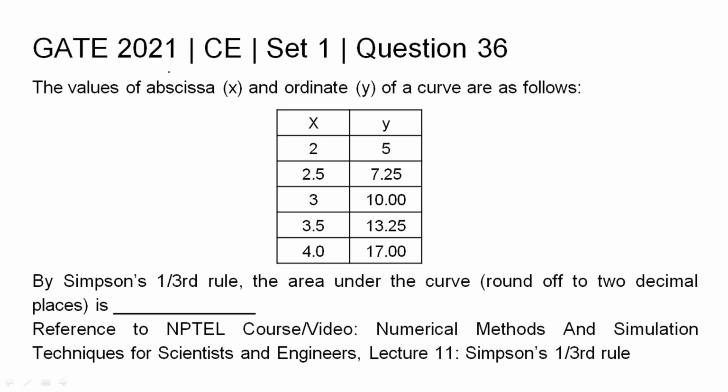GATE 2021 Civil Engineering Set 1 Question 36. The values of abscissa x and the ordinate y of a curve are given as below in the following table. By Simpson's 1/3 rule, the area under the curve rounded off to 2 decimal places needs to be found. The relevant NPTEL reference has been stated.